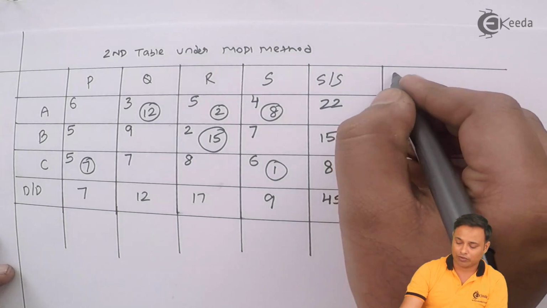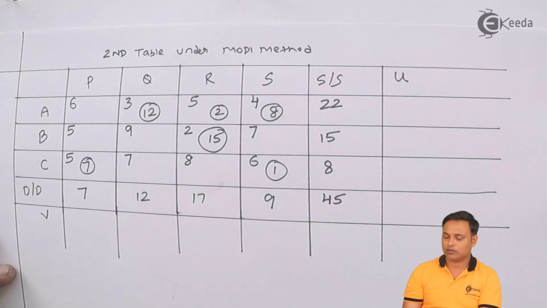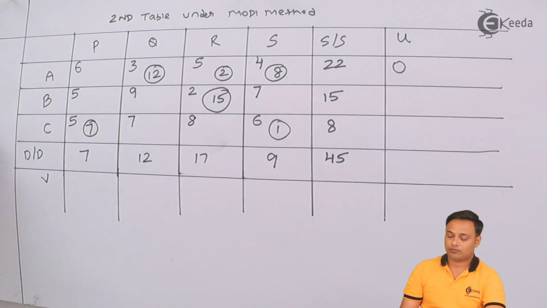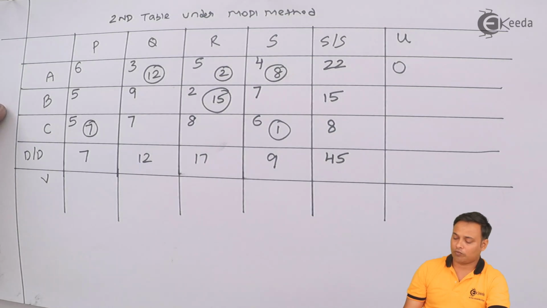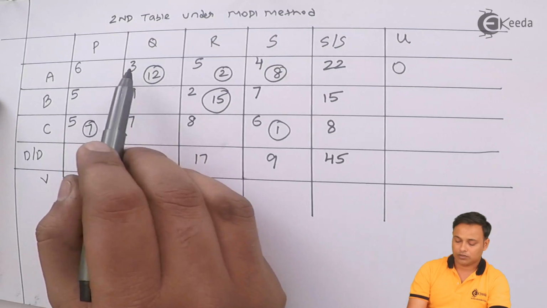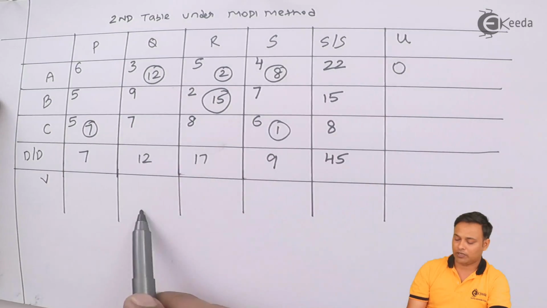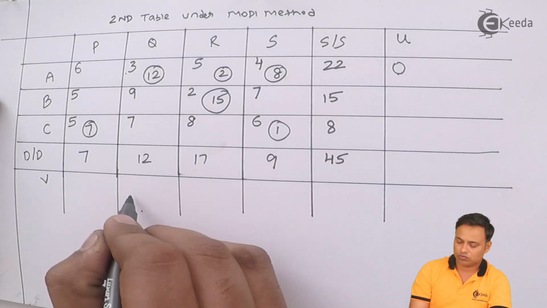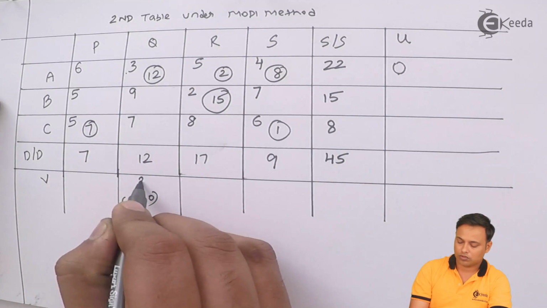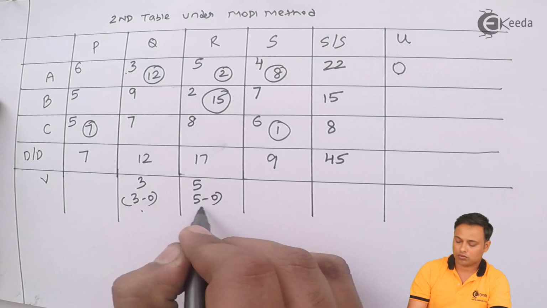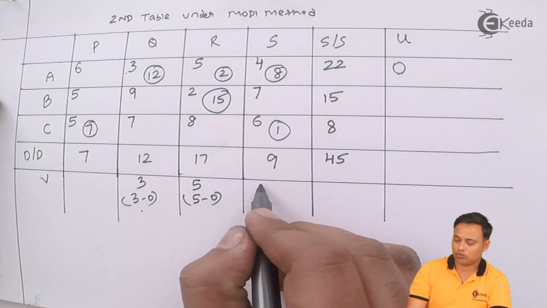Again, we are supposed to calculate the new values of u and v. So I'll put a 0 here. Conventionally, we put a 0 in the first row. And now, in the first row, there are 3 occupied cells. So cost minus u plus v. Cost minus u will get us v and cost minus v will get us u. So 3 minus 0, 5 minus 0 and 4 minus 0.